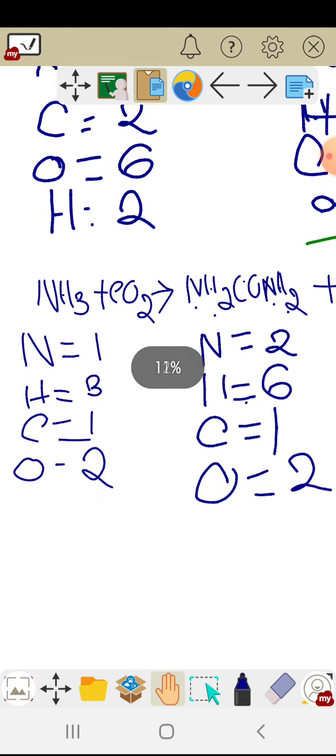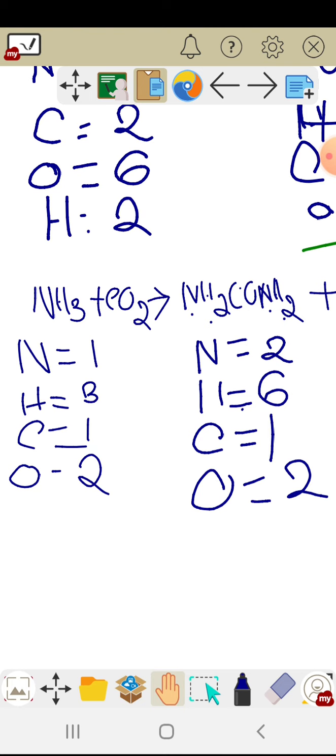So now comparing the LHS and RHS, 1, 3, 1, 2 and 2, 6, 1, 2. Hydrogen is 6 here, whereas hydrogen here is only 3. So how to make that 3 into 6? By multiplying by 2. Similarly, the oxygen and carbon are balanced. What we need to balance is the nitrogen and hydrogen. So 2 and 6 is here, 1 and 3 is here. So what do we need to do? It's very simple, you can understand by seeing. We need to multiply a 2 with this. We'll place a 2 before this, and this will be a balanced equation, right?